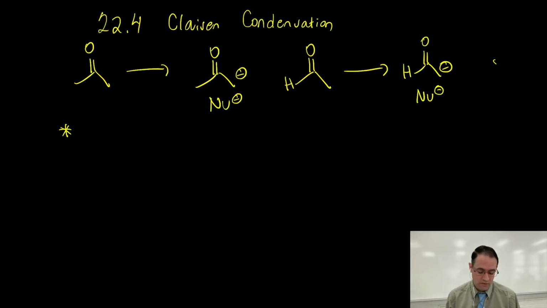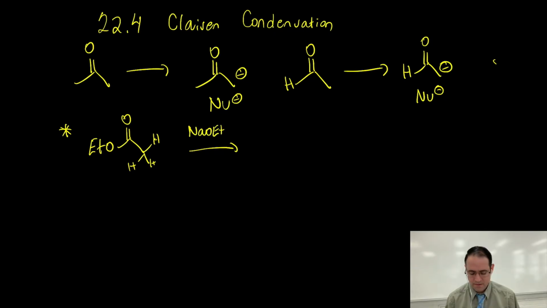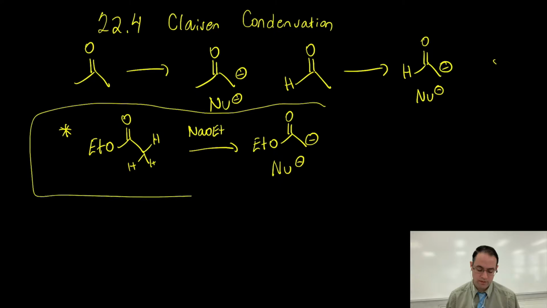What we are going to see that's new is that esters can be converted into the enolates. Okay, so here's an ester. It has alpha hydrogens, okay? And we can convert this with sodium ethoxide into an enolate. And enolates, yes, you have guessed it, are great nucleophiles, okay? So we're gonna do this reaction next.